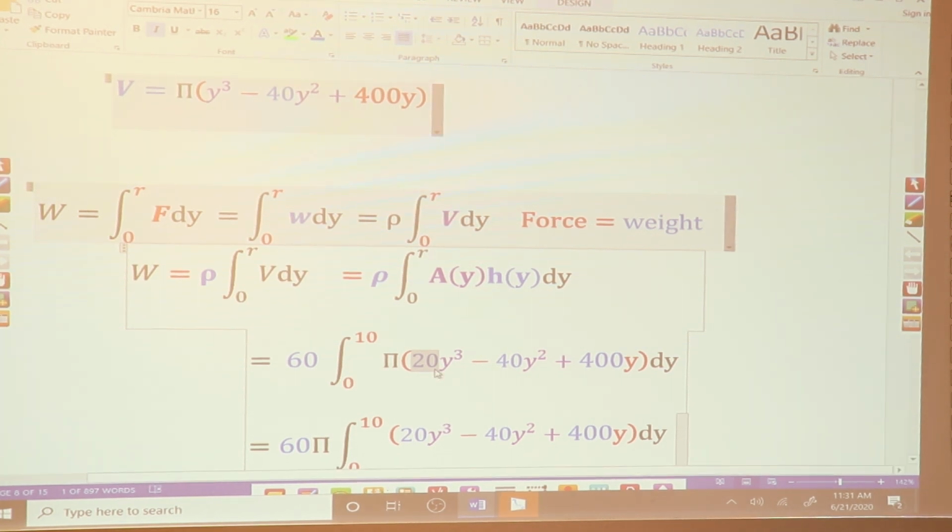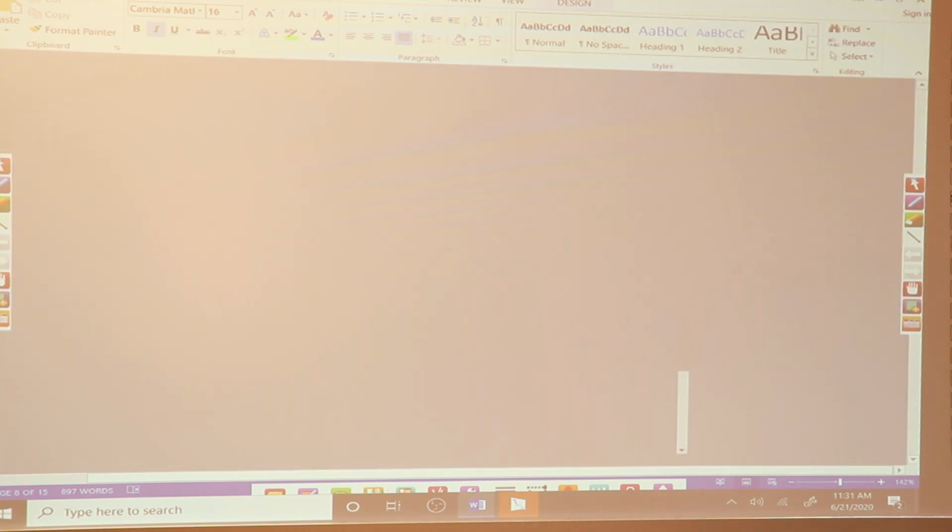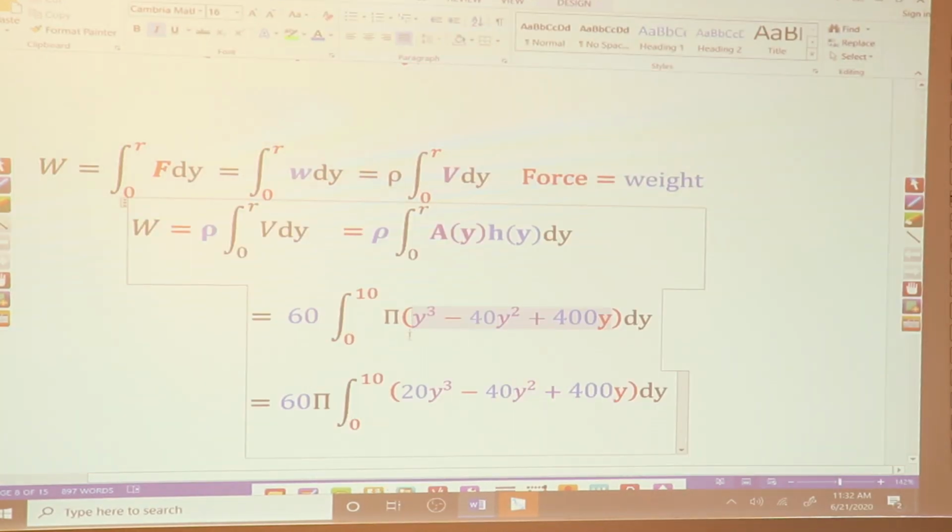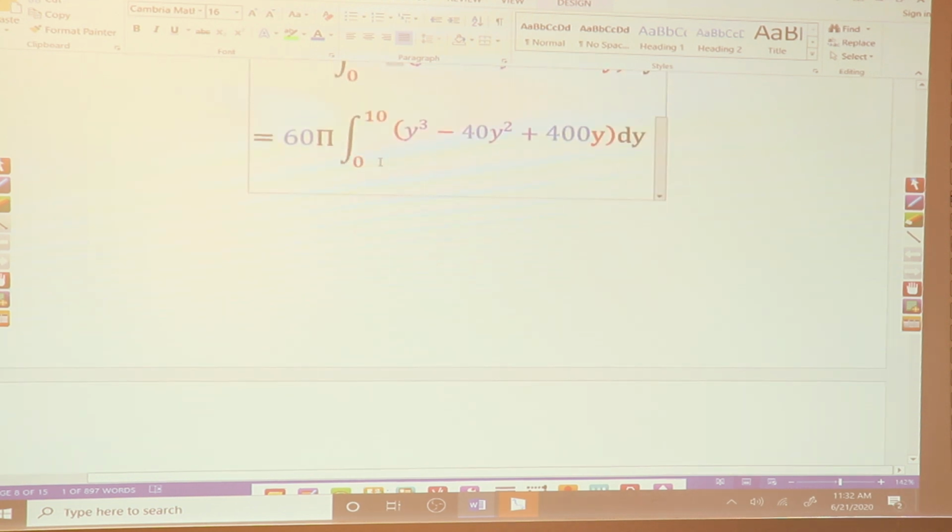Now look here, I have the work equal to rho v, right guys, A dy, then y cubed minus 40y squared plus 400y, from 0 to 10. Look what I did. The pi is constant because the area of the circle is pi r squared, so it goes out. Now, okay, this is my integration.